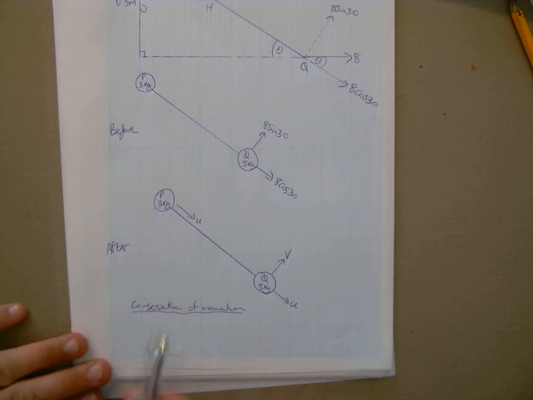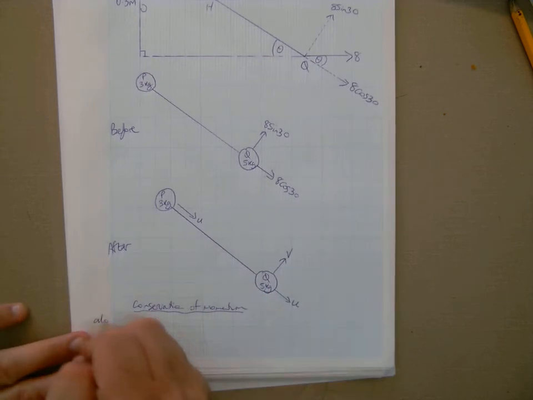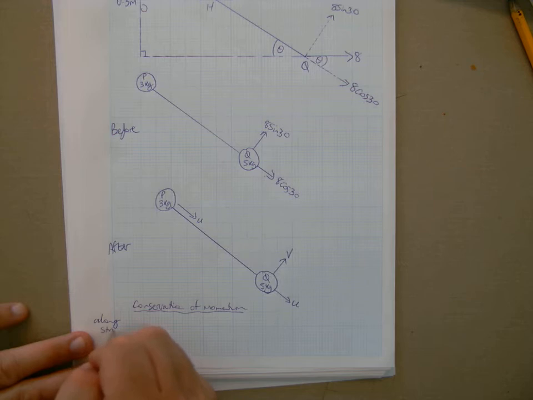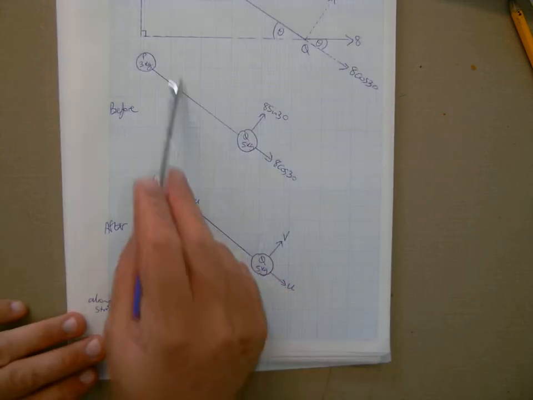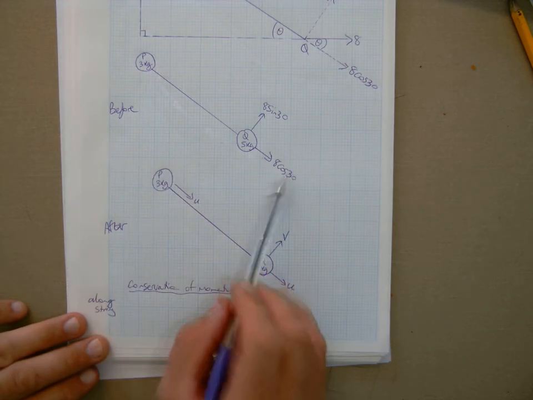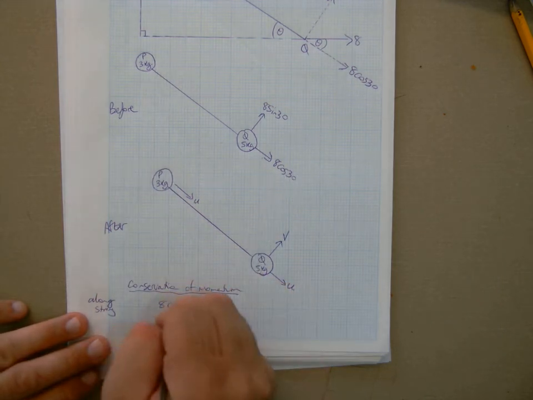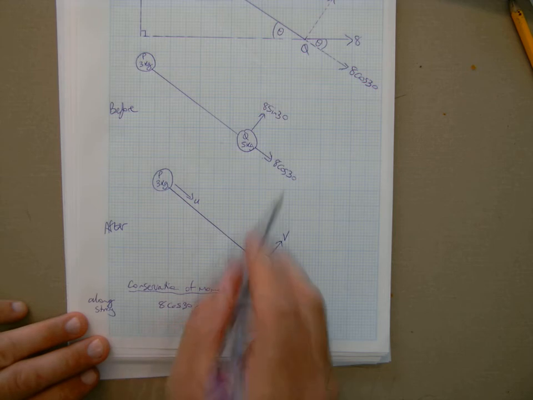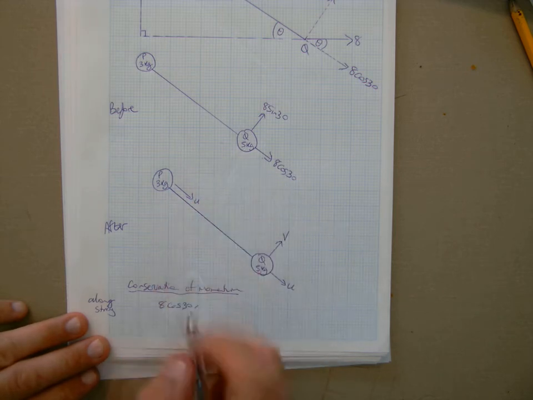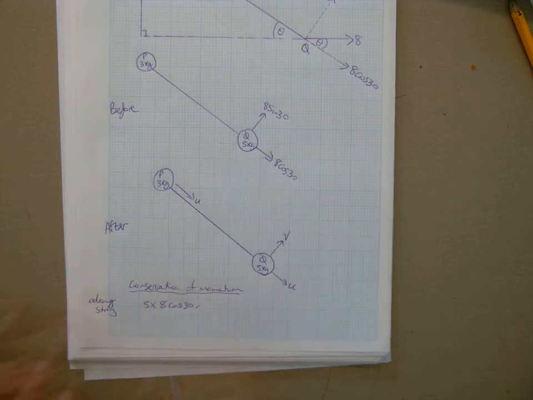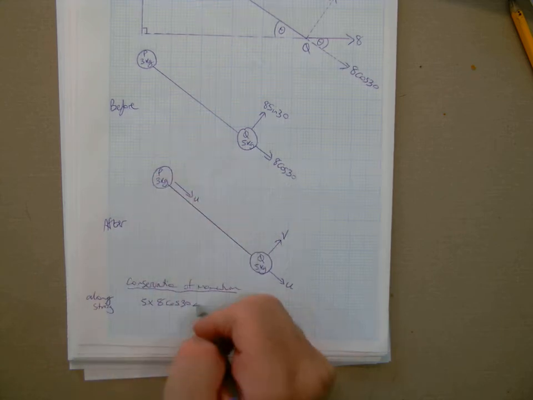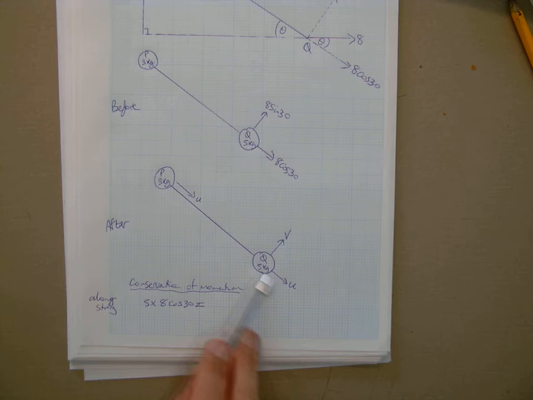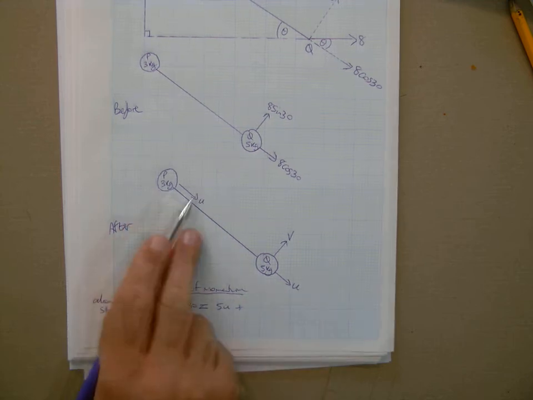So if we resolve along the string, beforehand, well, there's no momentum for that, and we've got momentum here, so we've got 8 cos 30, which is the speed, times the mass, or mass times speed. Mass times speed along the string equals, afterwards, mass times the speed there, which is u, plus the mass of that times u.